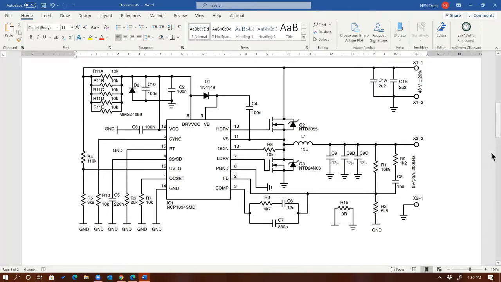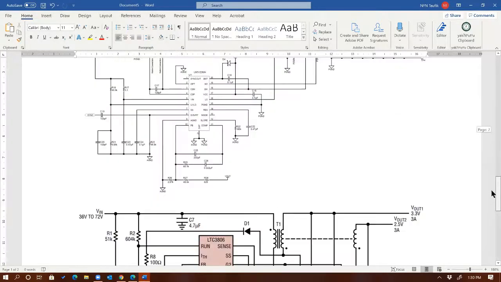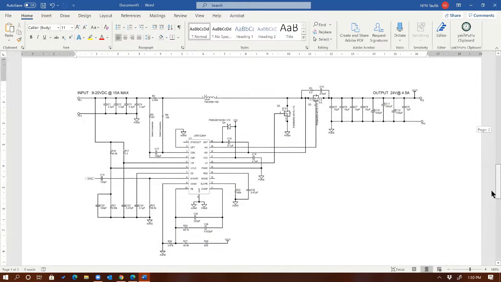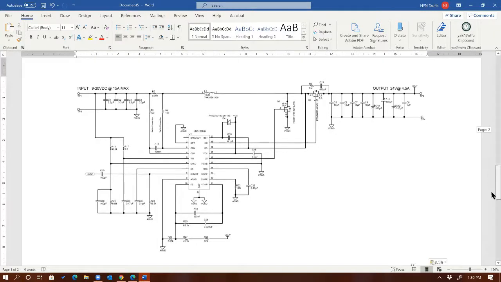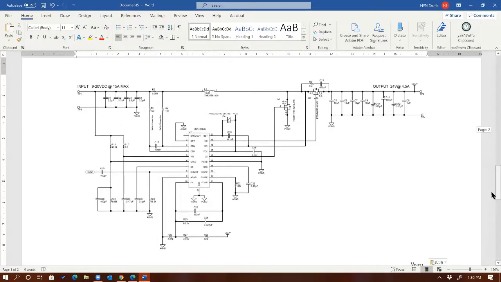Okay, right here. You see that? What topology is this? Here's your input on the left. Here's the output on the right. Look at the inductor, the location of the inductor. What topology is it? Looks like a boost. It's a boost, right?